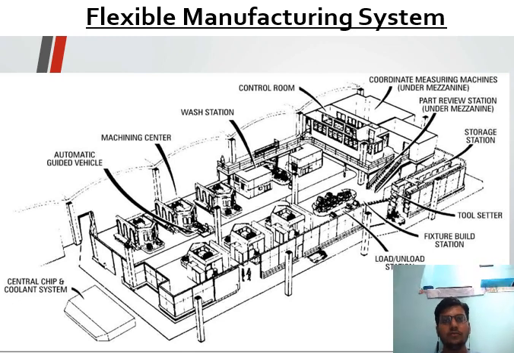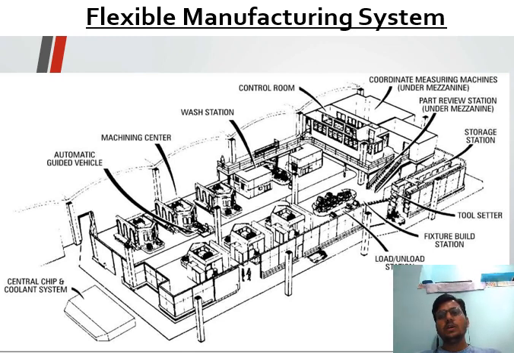This is an example of a flexible manufacturing system showing different components like AGVs, automated guided vehicles. Machining centers are connected in one sequence. There are washing stations and control rooms from which these machines, tools, and stations are controlled. One area is fixed for the coordinate measuring machine, CMM. Another area is used as the part review station, where we can review the product and carry out quality checks.